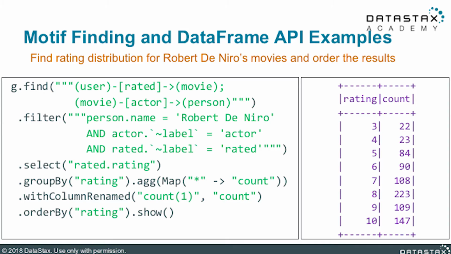Next, we find rating distribution for Robert De Niro's movies and order the results by rating. Our graph pattern consists of 2 unit patterns: user rated movie and movie actor person. A person name must be Robert De Niro and 2 edges must have labels rated and actor. Since we're only interested in ratings, we select the rating property values, group them by rating, and count how many values we have per group. Finally, we rename column count(1) to simply count, order by the rating column, and show the results.